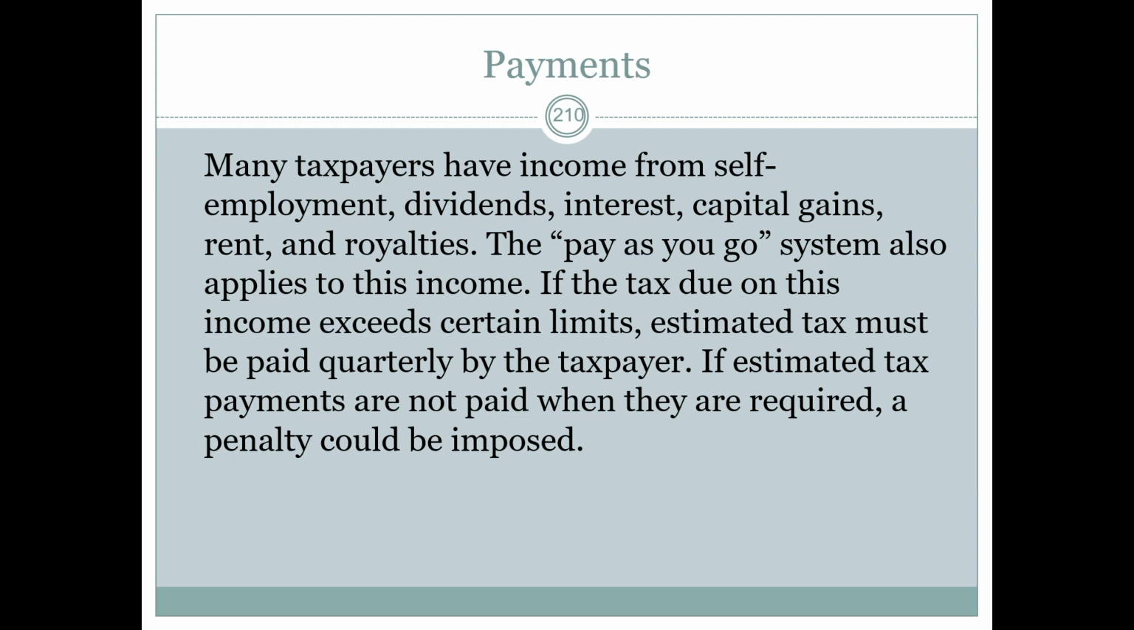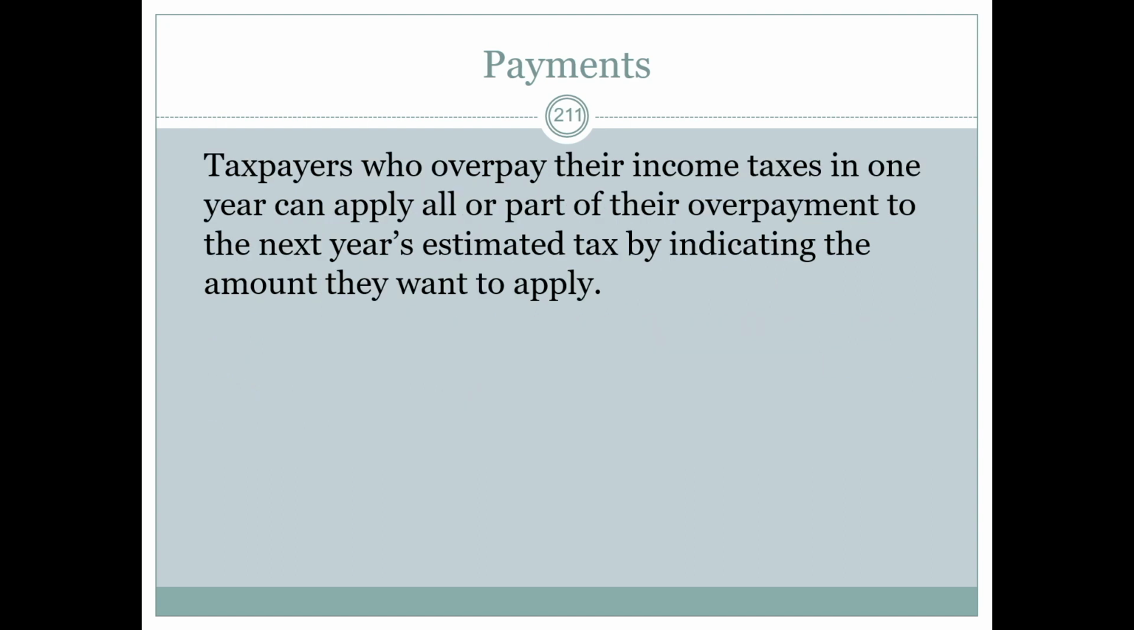Many taxpayers have income from self-employment, dividends, interest, capital gains, rent, and royalties. The pay-as-you-go system also applies to this income. If the tax due on this income exceeds certain limits, estimated tax must be paid quarterly by the taxpayer. They must complete a Form 1040-ES. If estimated tax payments are not paid when they are required, there could be a penalty.